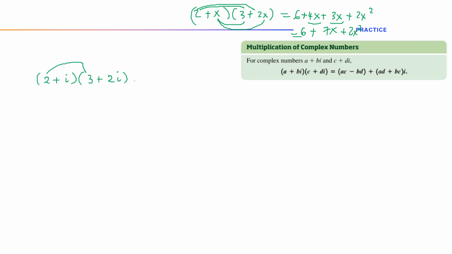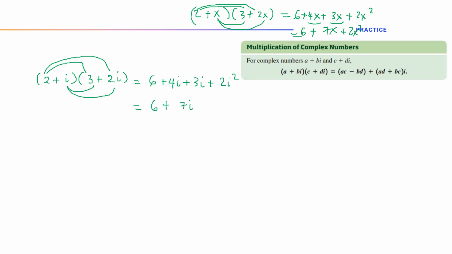2 times 3 is 6, 2 times 2i is 4i, i times 3 is 3i, i times 2i is 2i squared. Now we combine like terms. So we have 6 plus 7i.